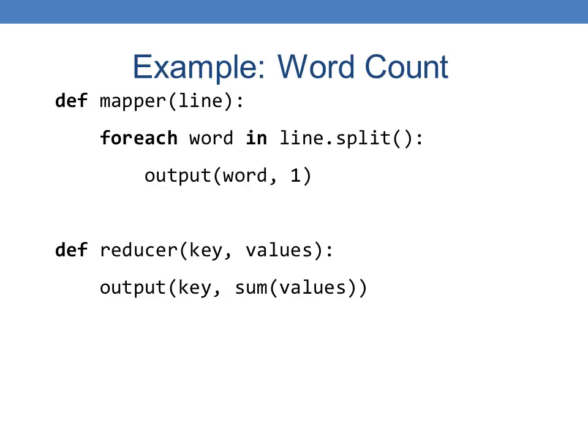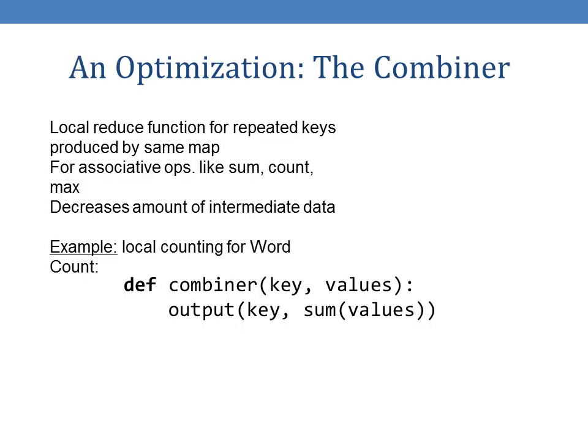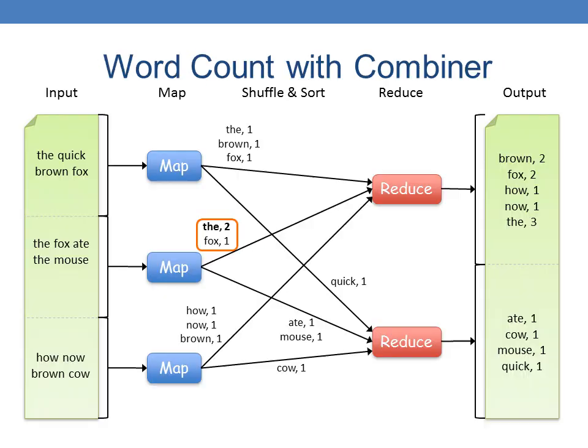Example: word count. The programming looks like this, and the word count structure also looks like this. We already saw this before. So, cloud computing with MapReduce, word count.